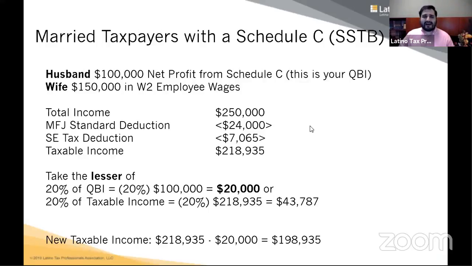So let's look at their combined income. Their combined income is $250,000. Subtract the married filing jointly standard deduction.